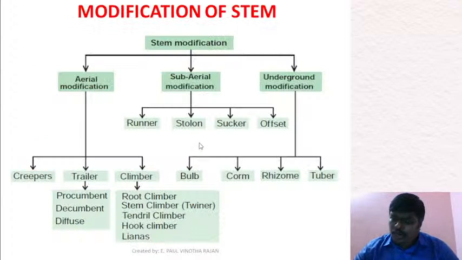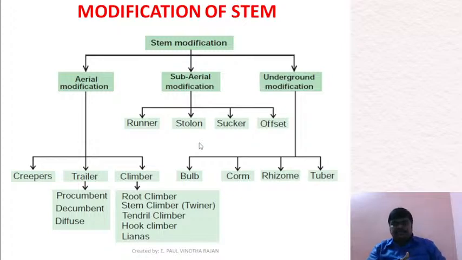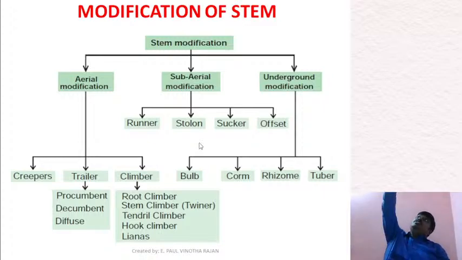Next we are going to talk about the modifications of stems. So far we have learnt about the characteristics of the stem, the functions of the stem, and then types of stems. Now we are going to talk about the modifications of stems. In the modifications of stem, there are 3 types of modifications we can study. One is called aerial modifications. Aerial means above the ground modification. Stem above the ground modifications. The second type is subaerial modifications.